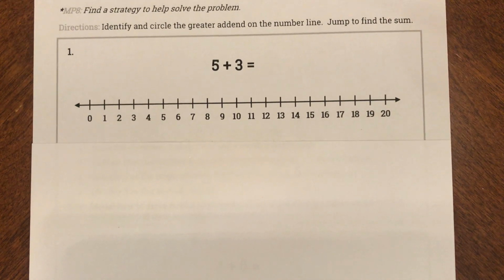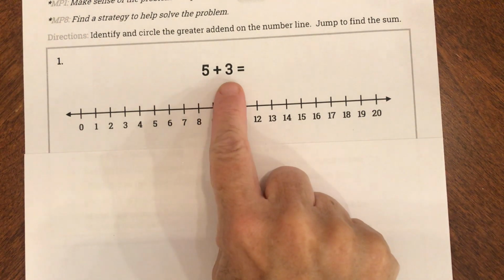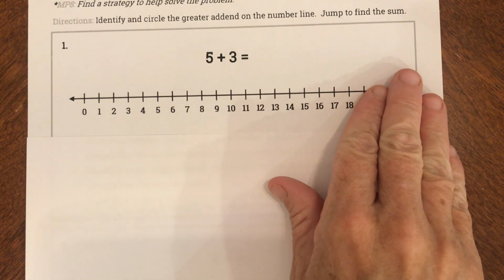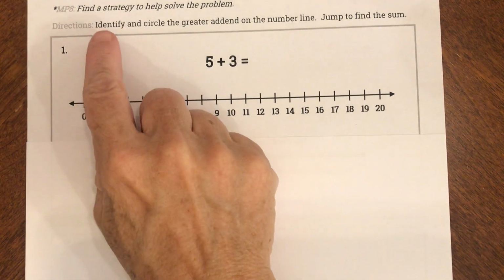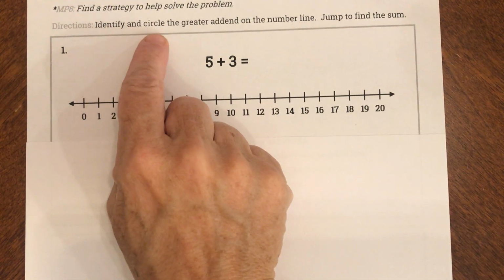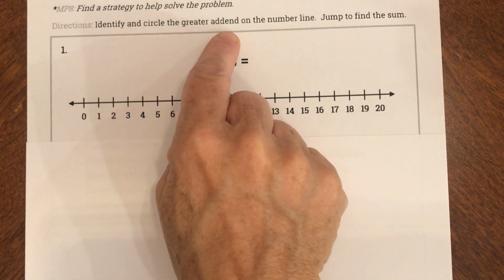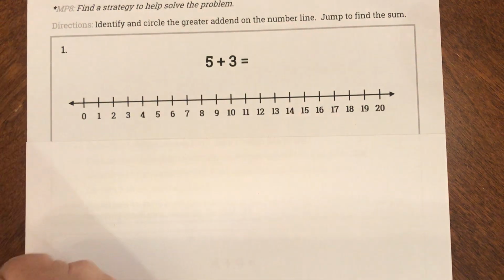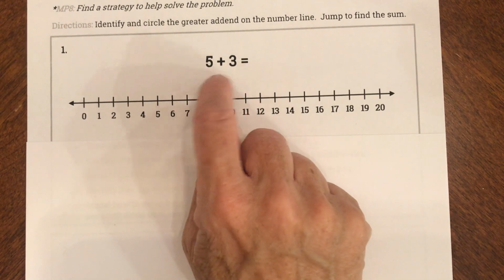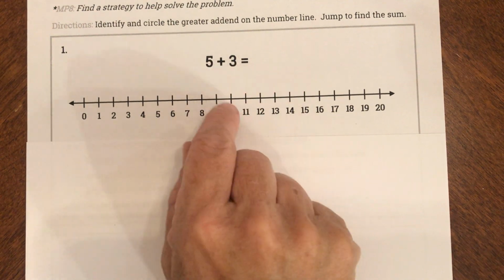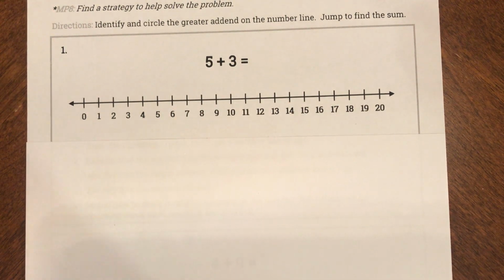Okay, so my first problem looks like this. It says 5 plus 3. Now they also gave me some directions, and I'm going to follow these directions because they're really good. It says identify and circle the greater addend on the number line. Okay, so these are both my addends. They want me to identify the greater one and circle it on the number line.